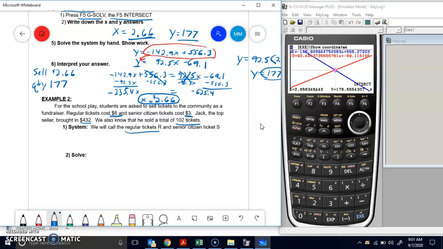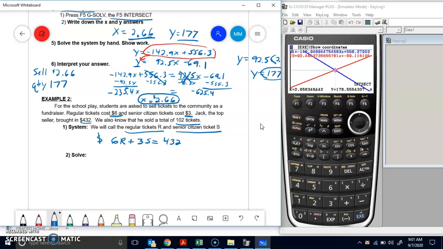So we're going to call the regular tickets R, senior citizen tickets S. So we're going to write two equations. First of all, it costs $6 for the regular tickets. So each of those R tickets are $6. So 6 times R. Each of the S tickets costs 3. So that's 3S. So this is how much money he's bringing in. $6 for each R, $3 for each S. And that should equal the total dollar amount that he brought in.